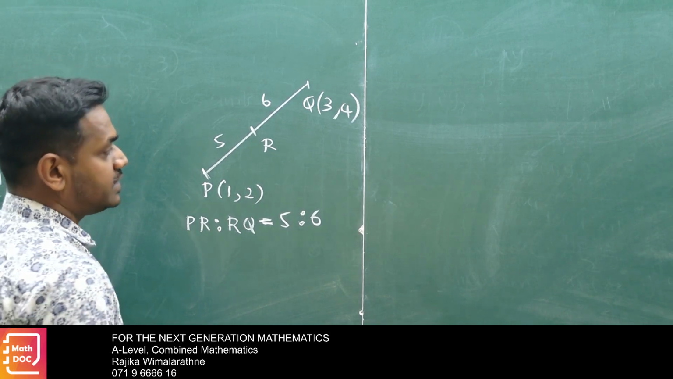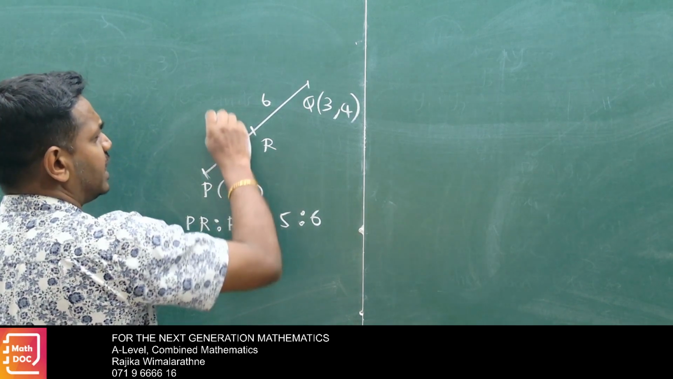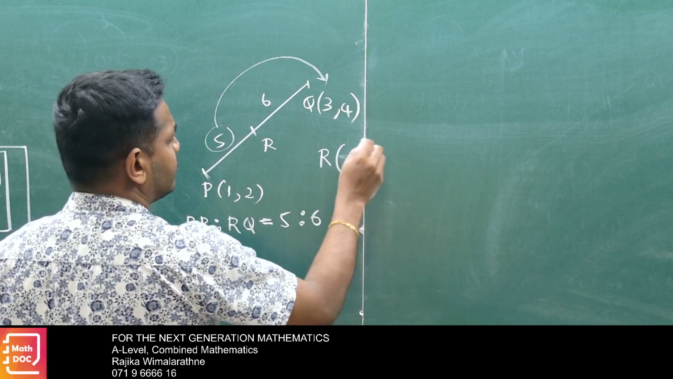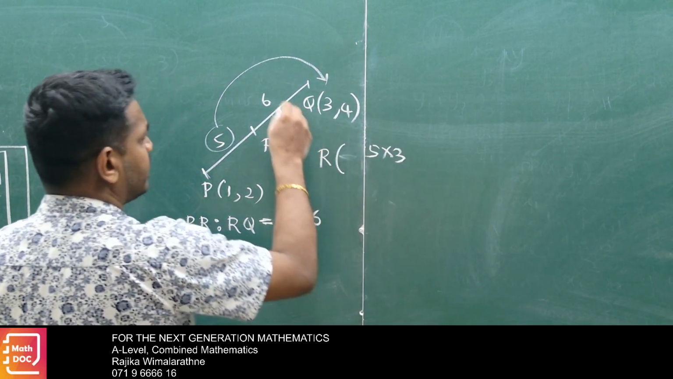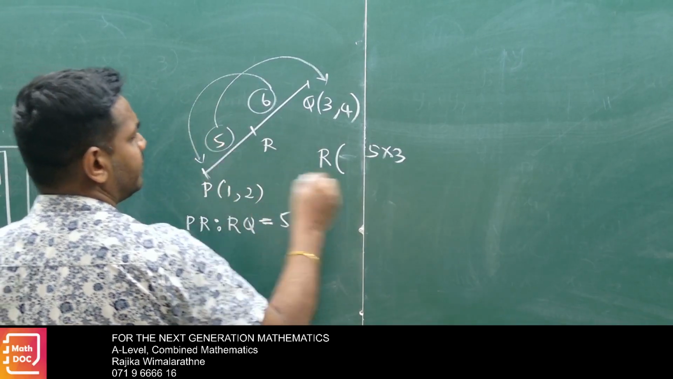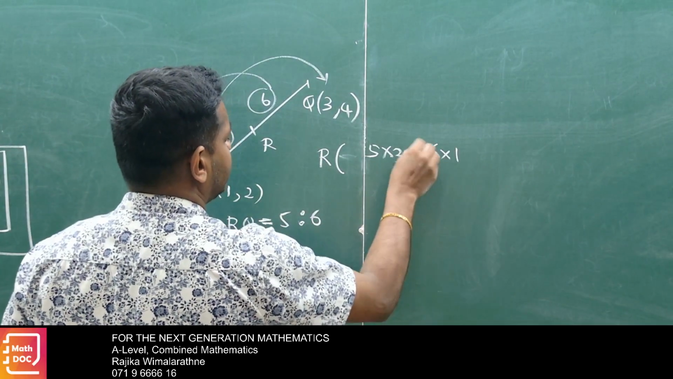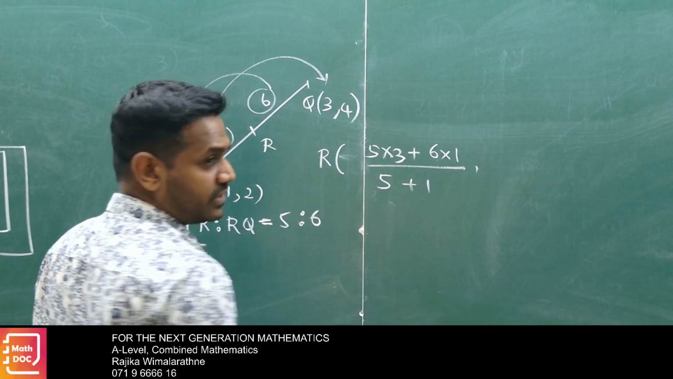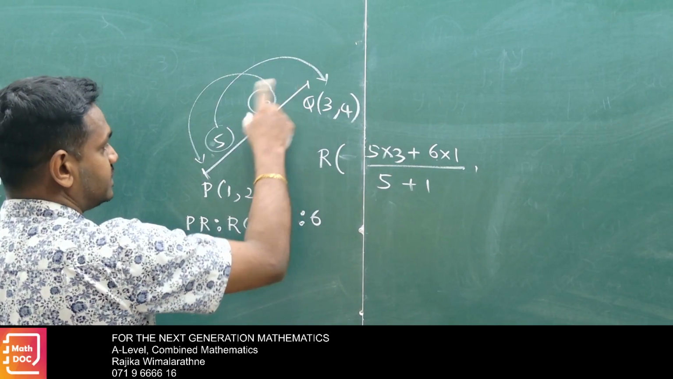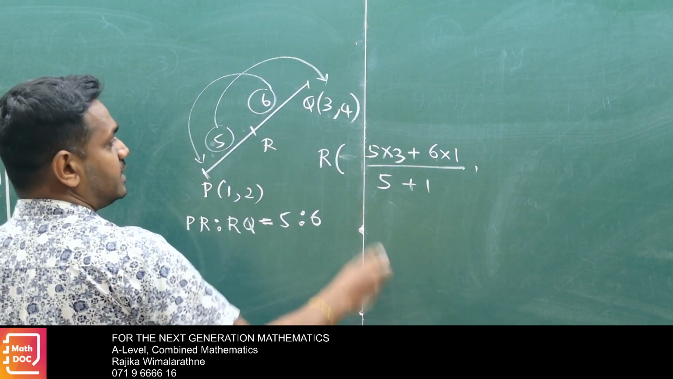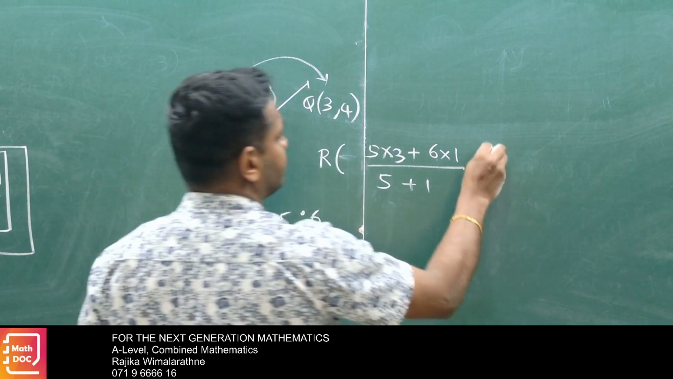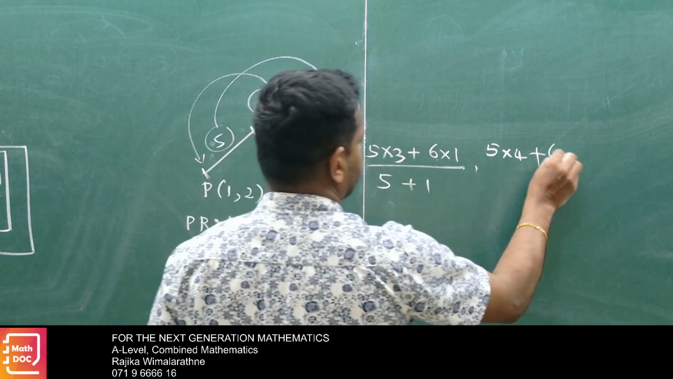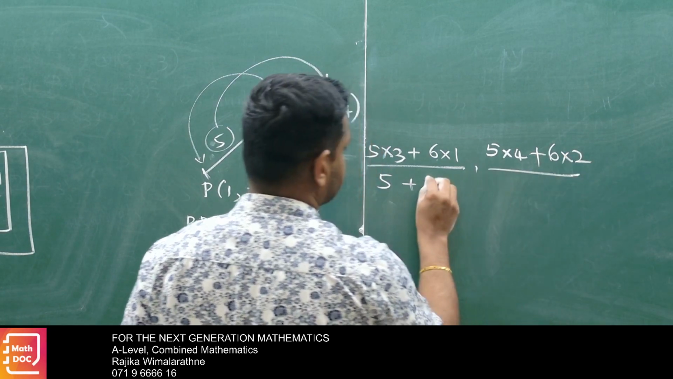Okay, then check this one. 5 times 3. Here the R coordinate: 5 times 3, 6 times 1, and then 5 plus 6. So according to that pattern you apply, okay? 5 times 3 plus 6 times 1 over 5 plus 6. Then the y coordinate: 5 times 4 plus 6 times 2 over 5 plus 6.